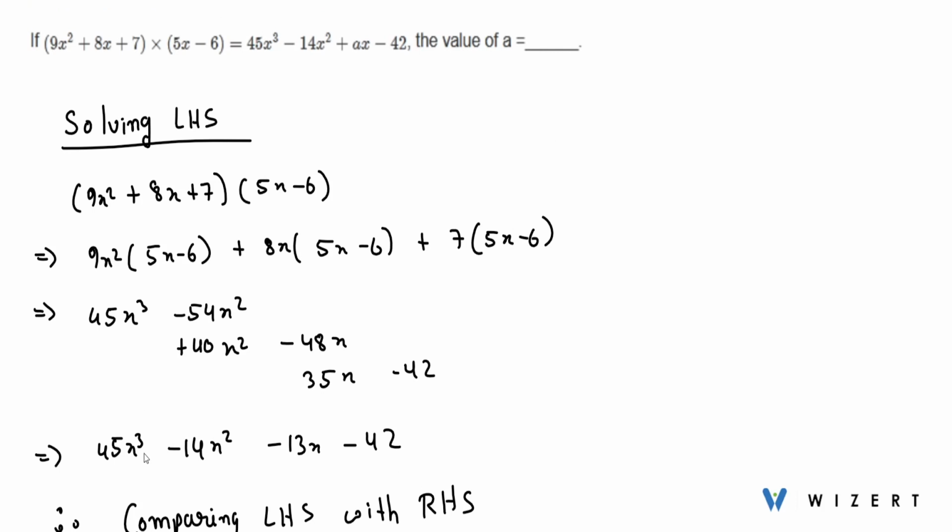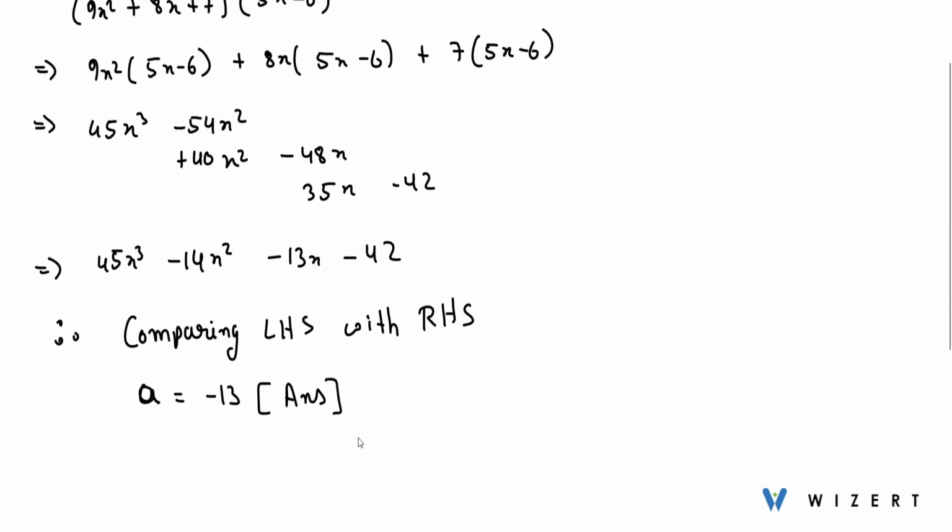so 45x cube and 45x cube will cancel out each other. Then we have minus of 14x square, so again minus of 14x square is present on both sides, so it will cancel out each other. And then we have ax, and ax will be equal to minus of 13x. Then only both these expressions will be exactly the same. So when ax equals minus of 13x, then x and x will cancel out each other and we will get the value of a as minus of 13.